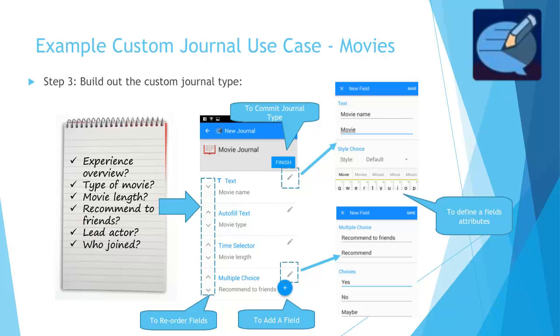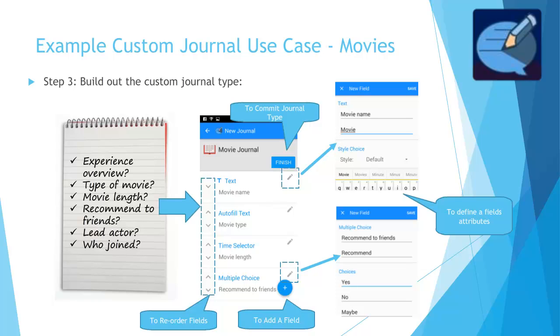You'll see a few things on here. A couple of fields that we chose are for entering the movie name, a text field; for selecting the type of movie, an autofill text field with a dictionary that's working behind the scenes with the list of different types of movie genres; a time selector which would allow you to quickly enter how long the movie was; and a multiple choice question as to whether you might recommend this film to friends.